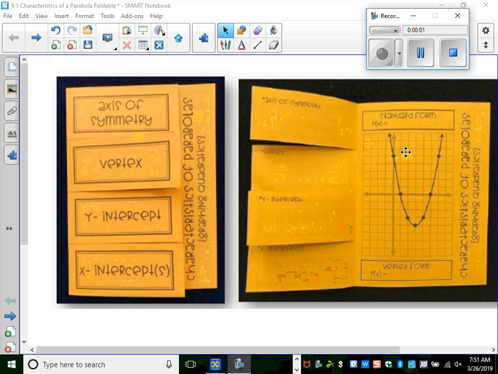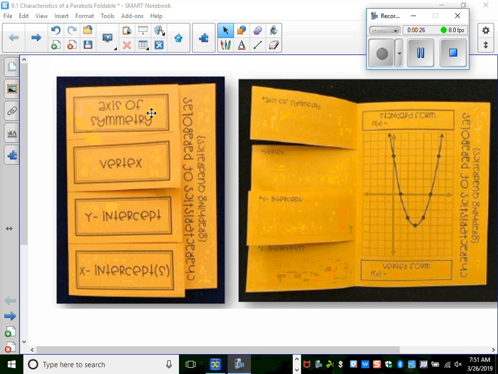This lesson is just on parabolas, and parabolas are the U-shaped curves. The ones we're going to study will be going up or down. You can definitely have parabolas that go to the side, but we're only going to be studying the ones that go up, and of course the ones that go downward.